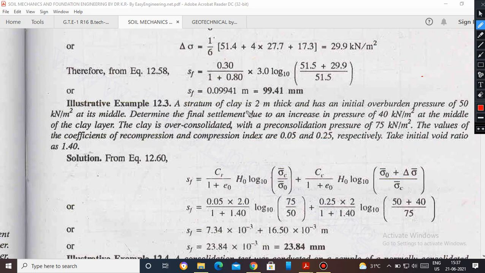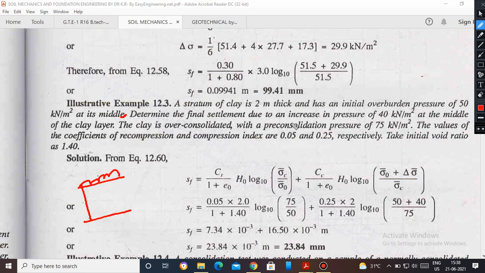a stratum of clay is 2 meter thick and has an initial overburden pressure of 50 kilo per meter square at its middle. Like that means, this 2 meter thickness of the clay layer is there. In this thickness of the clay layer, an overburden pressure of 50 kilo per meter square is available.